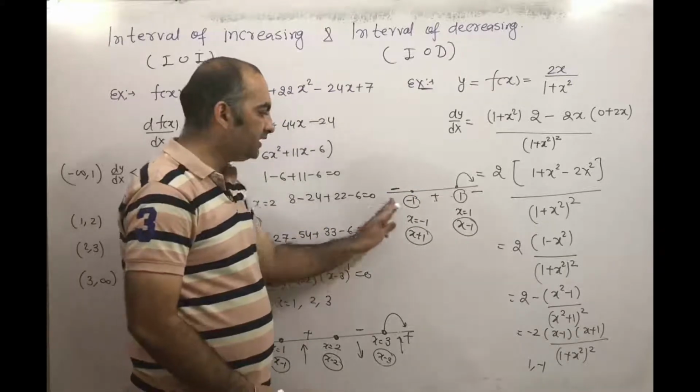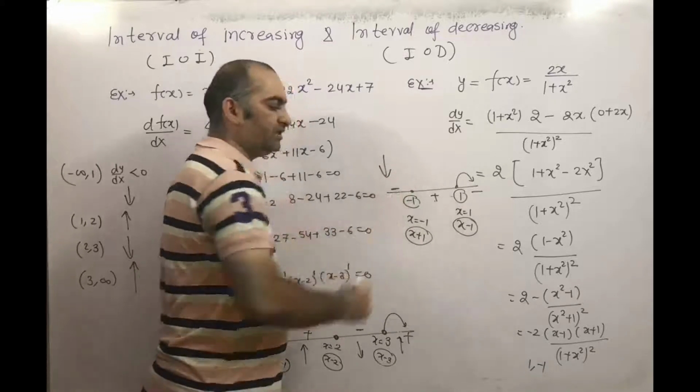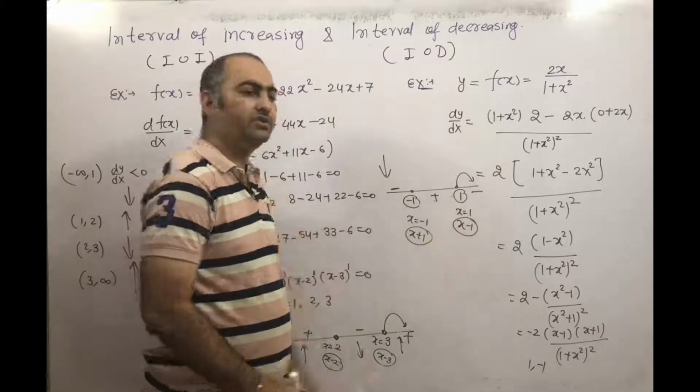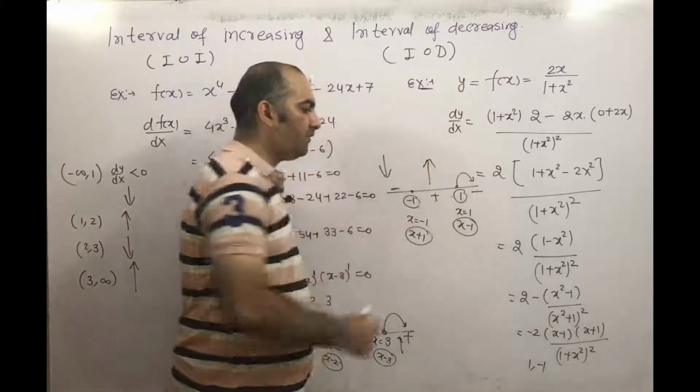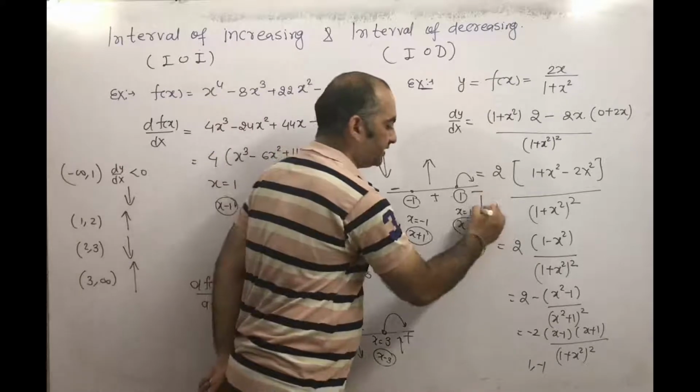Okay. So you can see, in this center, from minus infinity to minus 1, the function is decreasing, because dy by dx is negative. From minus 1 to 1, dy by dx is positive, so the function is increasing. And from 1 to infinity, you can see dy by dx is negative, so the function is decreasing.